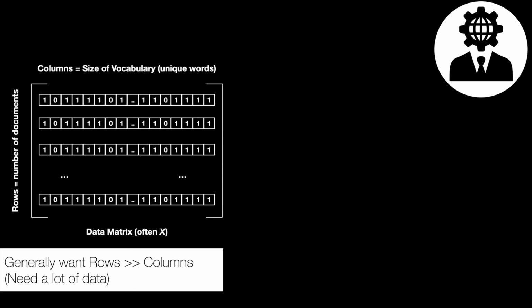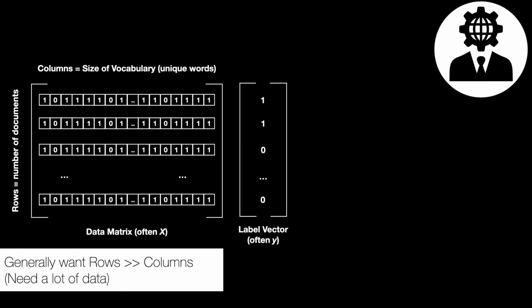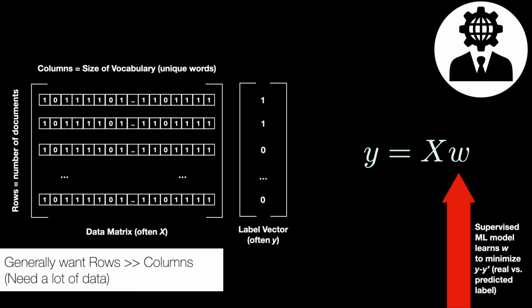Again, we'll use the binary version of all these documents, whether they include a particular word or not. And then we have some label vector, generally denoted as Y, which tells us, here we're just using 1 or 0 for positive or negative samples. And the core machine learning task is we have this label vector, we have this data matrix X, and we have some weight vector W.